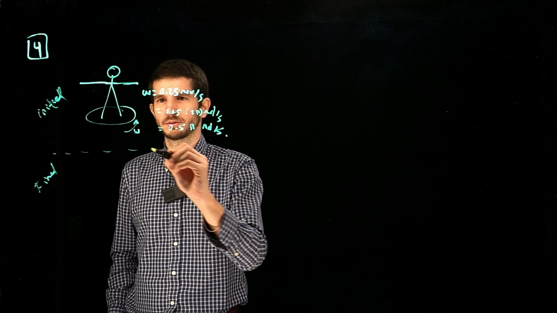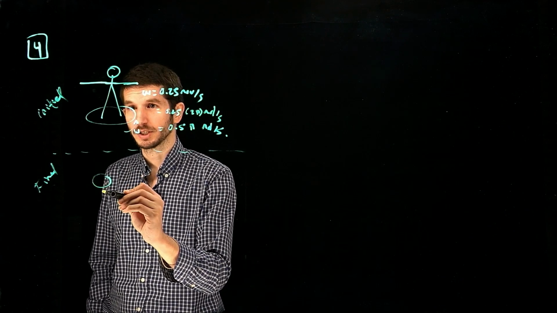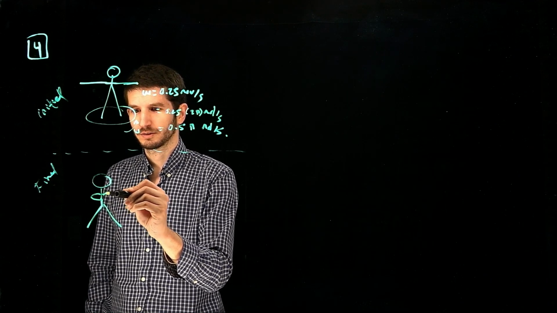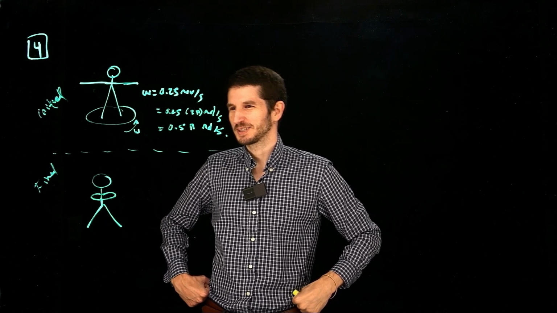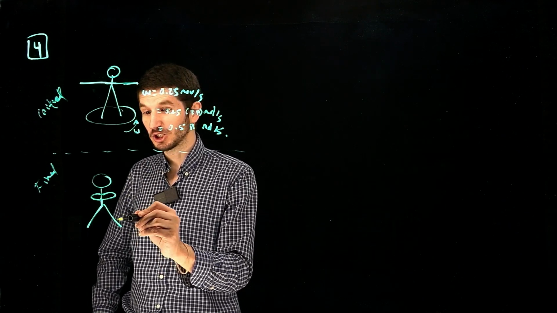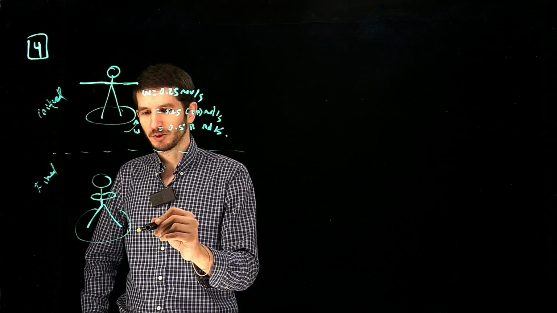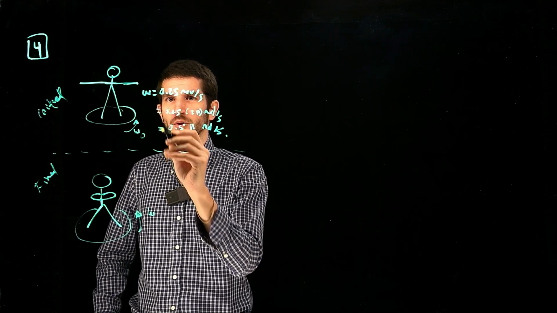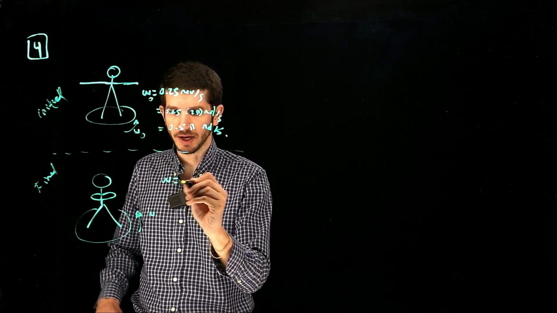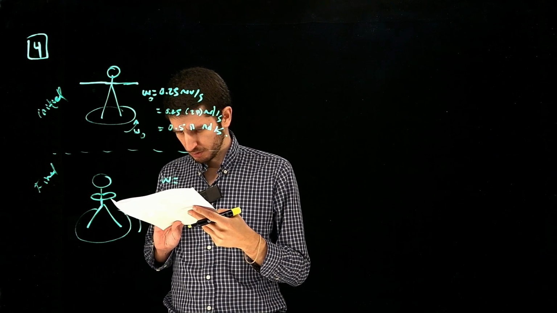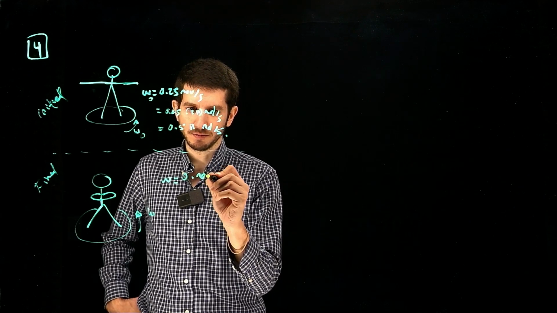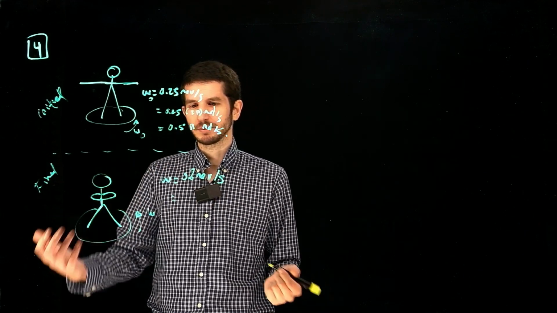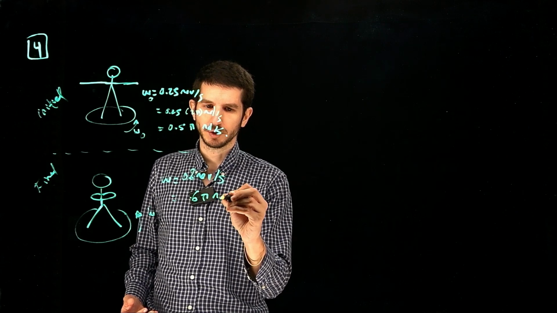So, what's the final scenario? Well, he's still here. And now he does this, he draws his arms in. So then the angular velocity, of course, increases, right? So that's going to be omega 0. So now the final velocity omega is 0.8 revolutions per second. And we can convert again, that's 0.8 times 2 pi, which is 1.6 pi radians per second.